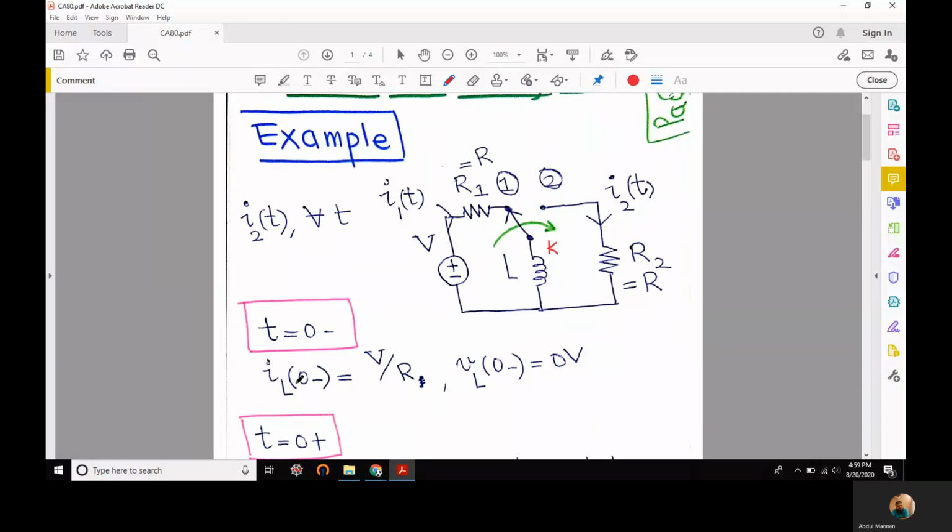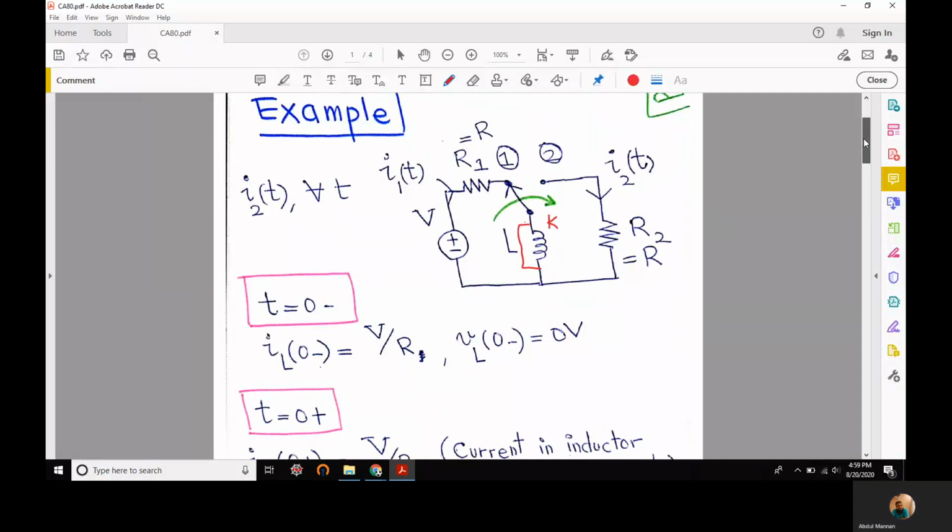So the current through the inductor at time t equal to 0 minus, just before we have changed the position of the switch, is V over R, whereas the voltage drop across it is 0 because it has been replaced with a short circuit after the circuit has achieved steady state in position 1. Now the inductor is fully energized, like the capacitor is fully charged. It is fully energized with current equal to V over R.